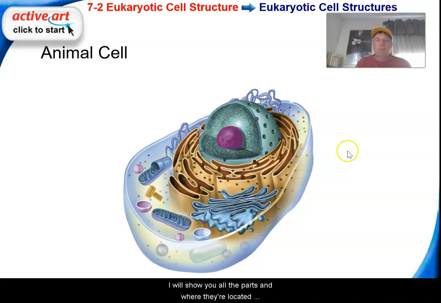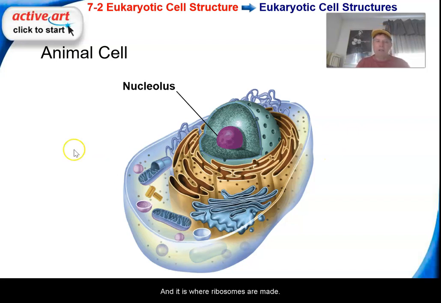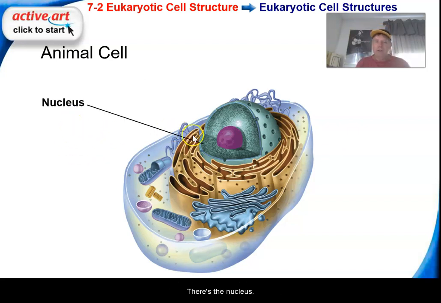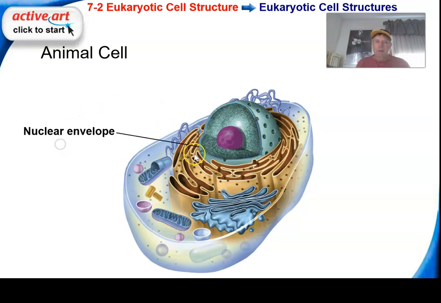Okay, we'll show you all the parts and where they're located. That's a nucleolus. This green part's the nucleus. So what's the nucleolus? The nucleolus is a dark spot inside the nucleus, and it's where ribosomes are made. There's the nucleus. There's the nuclear envelope. It's on the outside of the nucleus. It's sort of like a membrane that separates the nucleus from the cytoplasm. It allows things to get in and out of the nucleus.